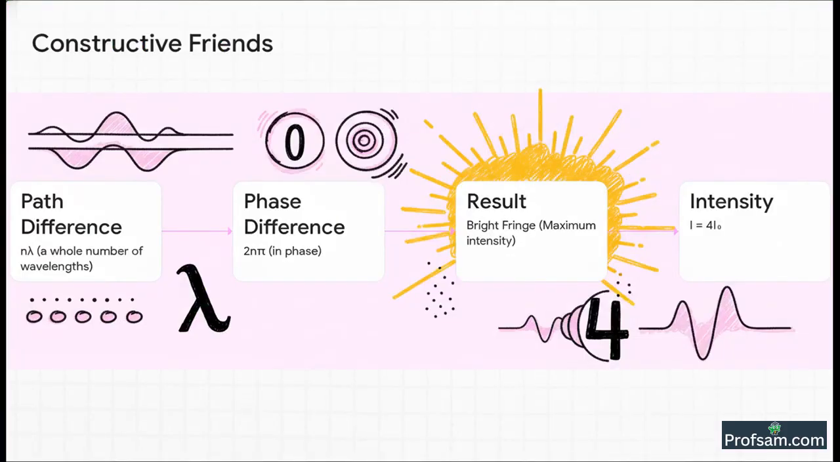So for constructive interference, that means a bright spot, the condition is very simple. The difference in the path traveled by the two waves must be a whole number, like 0, 1, 2, 3 times the wavelength lambda, so n lambda. This condition automatically makes their phase difference an even multiple of pi, 0, 2 pi, 4 pi, and so on. And when this happens, the intensity is maximum. It becomes 4 times the intensity of a single source.